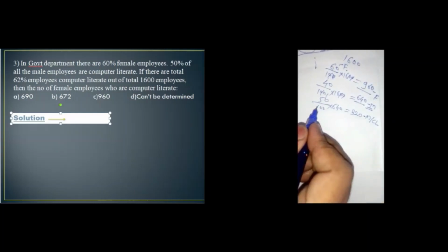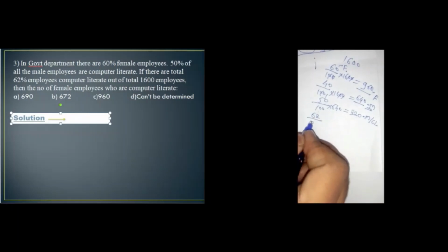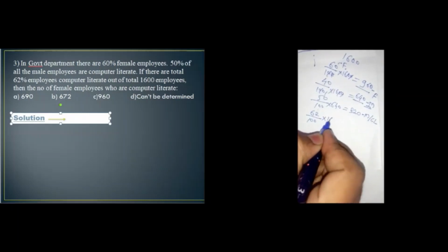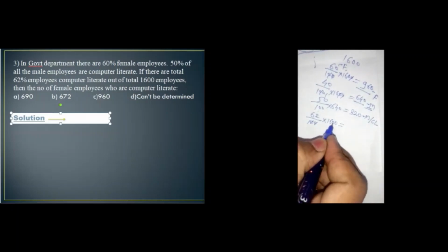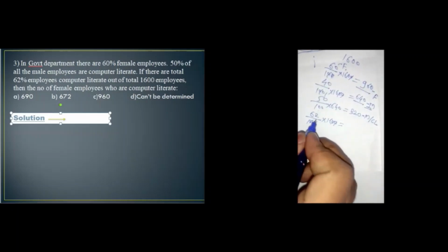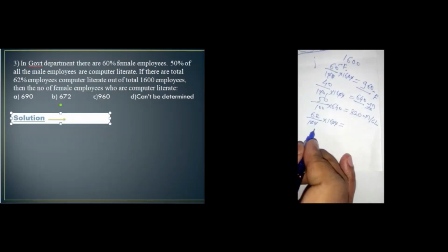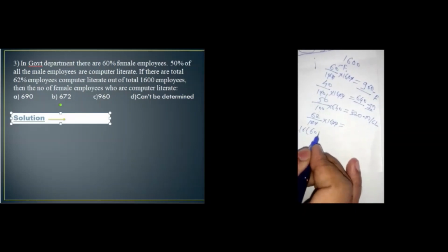And again, it has been said that 62% of total employees are computer literate. So 62% of the total are computer literate. For the multiplication, we can use a simple technique. Multiplying 62 by 16 is quite difficult, so instead of that, you can multiply 16 by 60 plus 2.